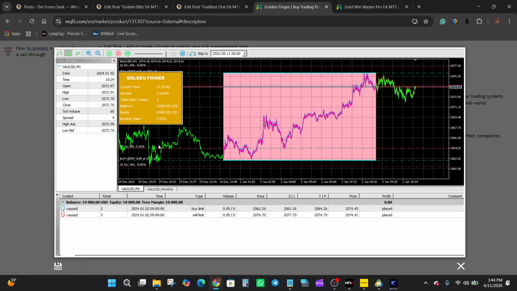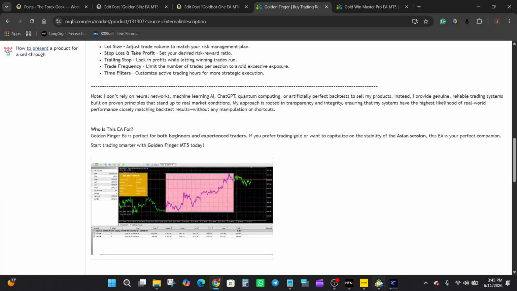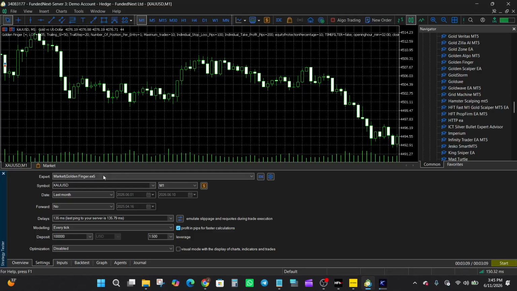Okay, but before then, we can see how the EA looks on the chart. But let's head over to the strategy tester right away. We are testing the Golden Finger EA on XAUUSD on the M1 time frame as recommended, and we are just testing it over the past about 10 days just for the sake of time.